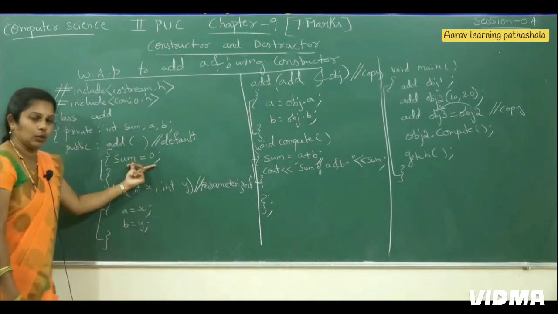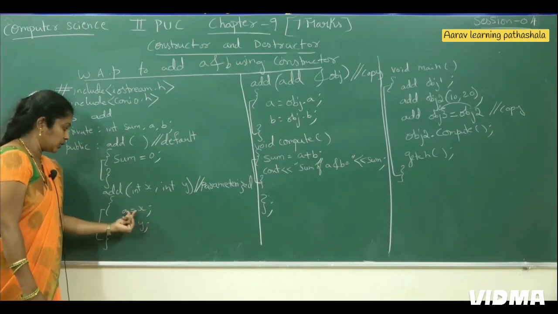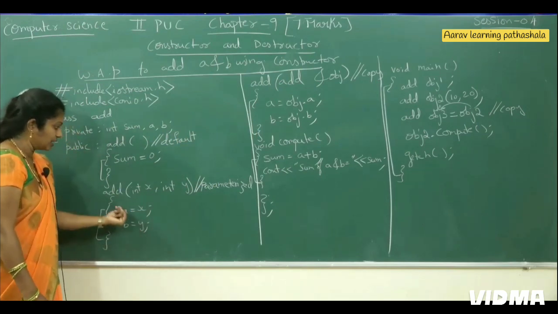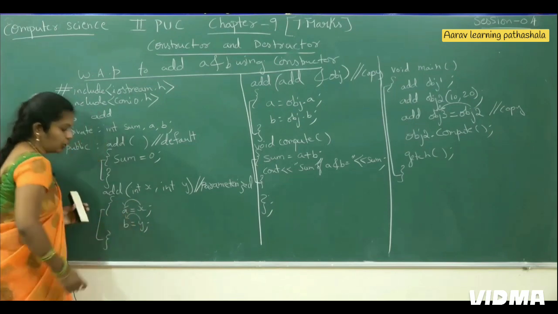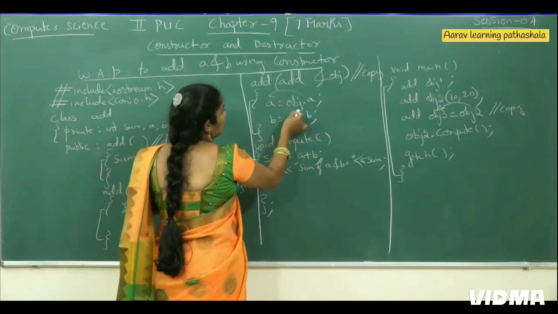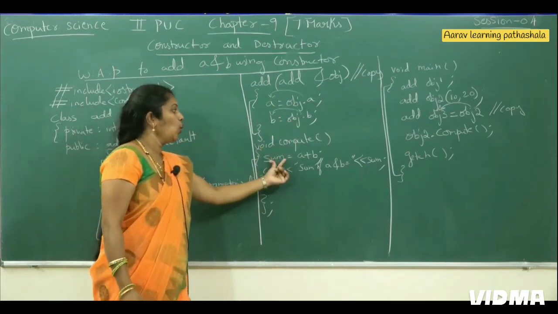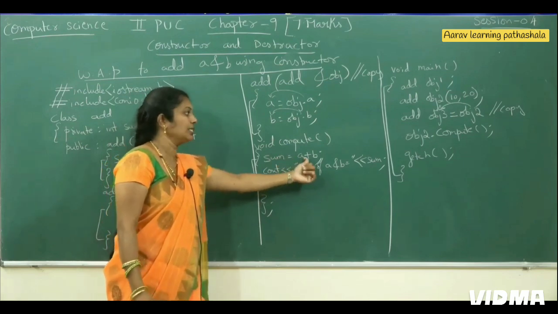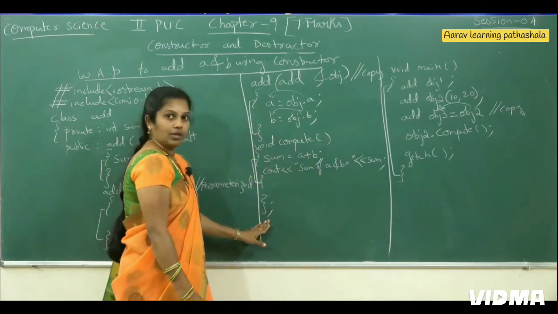Here I am initializing sum equals 0. Here also we are initializing, that is x, whatever x value we have that will be assigned to A, and whatever y value we have that we will assign to B. And this is the copy constructor, we are copying the value A to A as well as B to B. In the compute function we are calculating sum equals A plus B, then we will display the sum value. Then here we are closing the class.